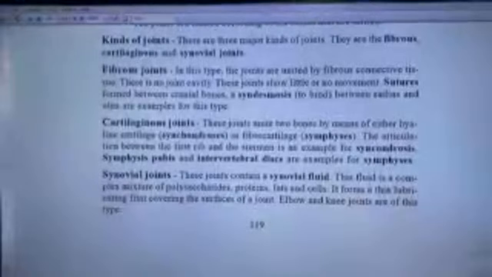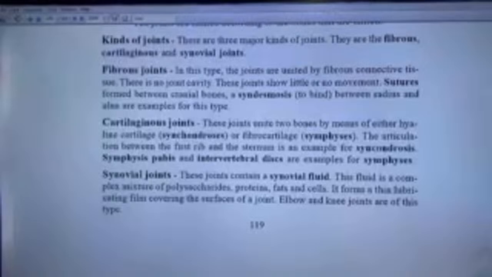Kinds of joints. There are three major kinds of joints. They are the fibrous, cartilaginous, and synovial. Fibrous joints. In this type, the bones are united by connective tissue. There is no joint cavity. A syndesmosis, the bind between the radius and ulna, is an example of this type.